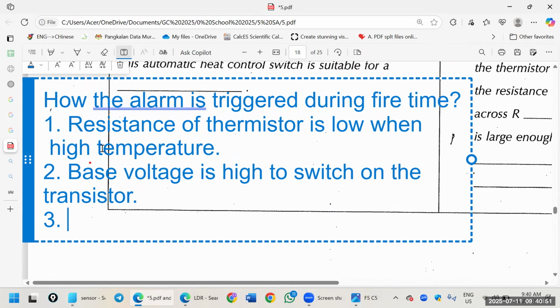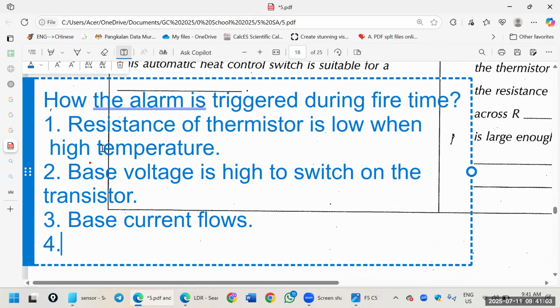Number 3. So now the transistor is switched on, which means what current flows? Yes, base current flows. So when base current flows, collector current flows. Okay, good. Now you get the idea. So actually it is very easy to spot.